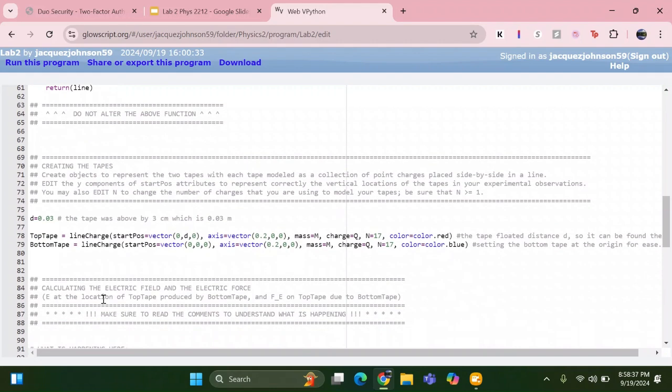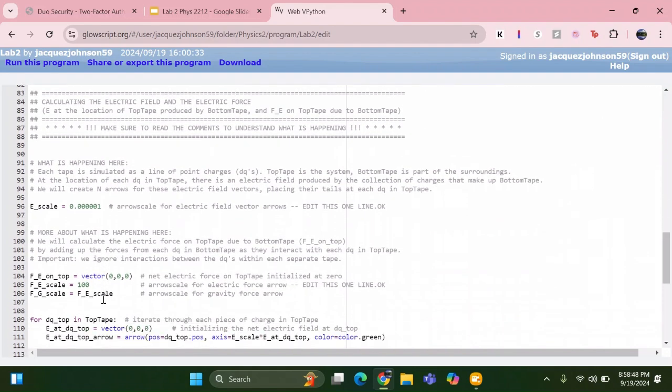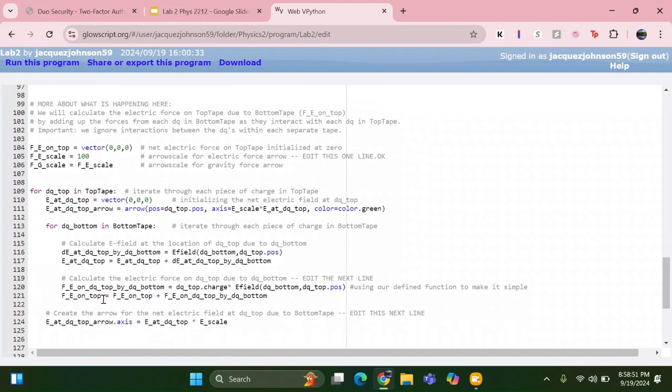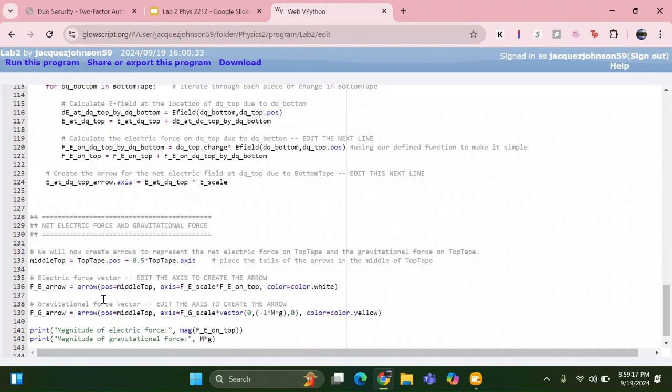Moving forward, we're going to set the top tape at 0.03 meters above the bottom tape, which is what we found in our experiment. E scale, we're going to set that. We're going to set our FE scale as well. And to calculate the E field at the location of the top due to the bottom, we're going to calculate the E field of the bottom on the top. And then we're going to calculate the electrical force on the top due to the bottom. We're going to do that by multiplying, F equals Q times E. And then we're going to create the arrows for the necessary fields so we can represent it.